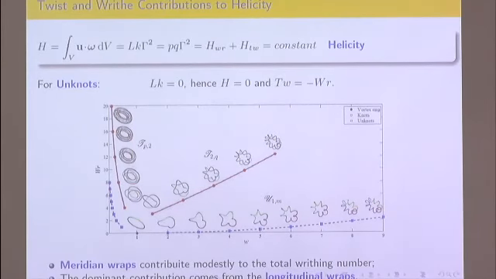We will see that the meridian wraps contribute modestly to the total writhe number, but the dominant contribution comes from the longitudinal wraps. So in fact, we see that the longitudinal wraps give a high contribution to this measure of contortion of the curve in space, and less contribution comes in the case of meridional wraps.